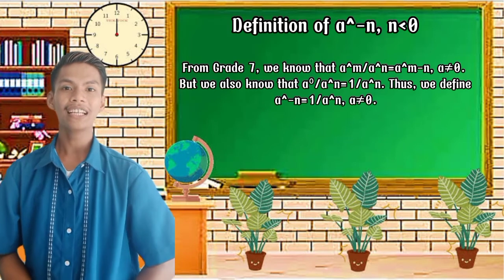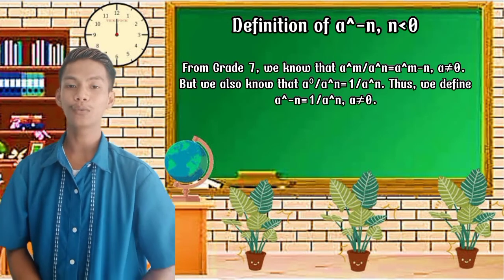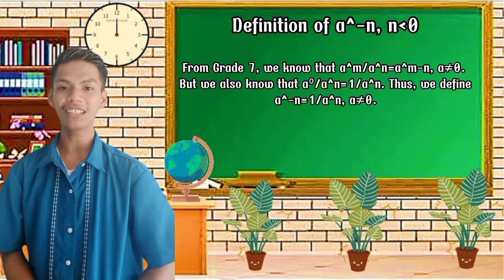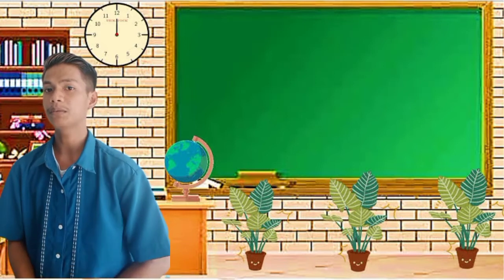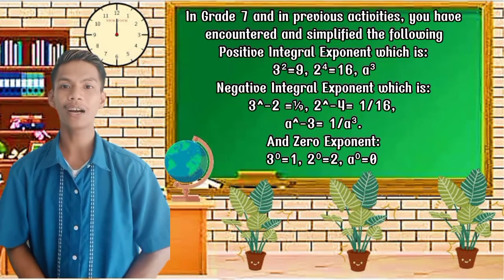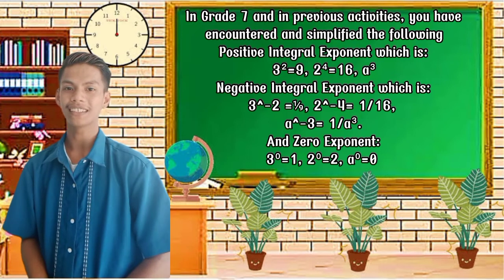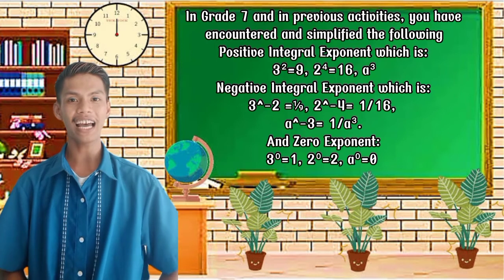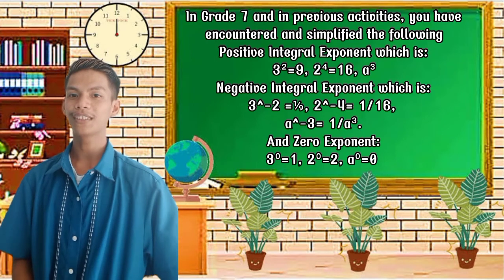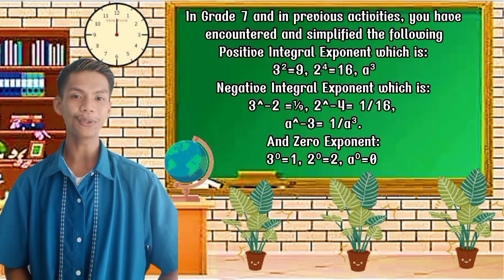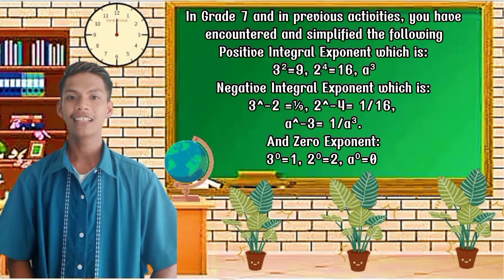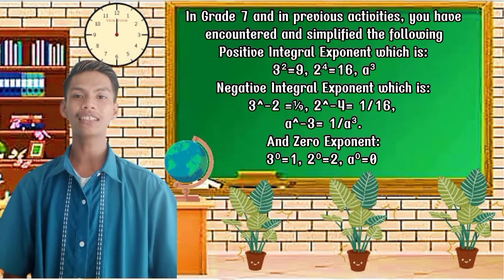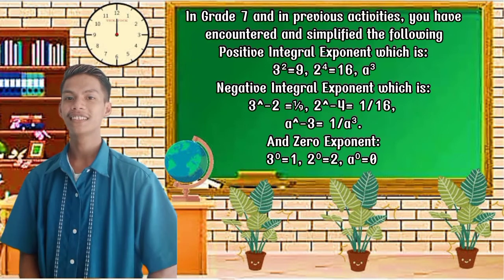Thus, we define a raised to negative n is equal to 1 over a raised to n, where a is not equal to 0. In grade 7 and in previous activities, you have encountered and simplified the following. First, positive integral exponents, which is 3 squared is equal to 9, 2 raised to 4 is equal to 16, and a cubed. Second, negative integral exponent, which is 3 raised to negative 2 is equal to 1 over 9.